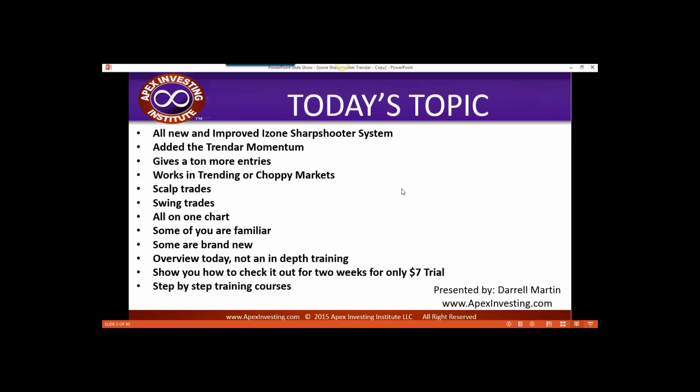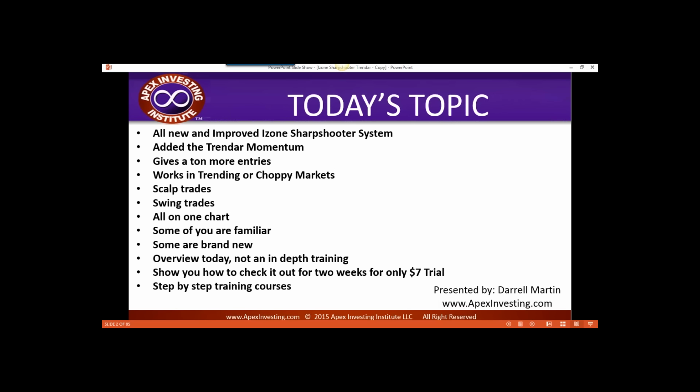Basically tonight, we're going to talk about the all new and improved IZONE sharpshooter system. I know that many of you on here have been trading the IZONE sharpshooter system for a while now, but we've recently added a new indicator to the system called the Trendar momentum, which some of you are familiar with. It gives a ton more entries than the original IZONE sharpshooter system.